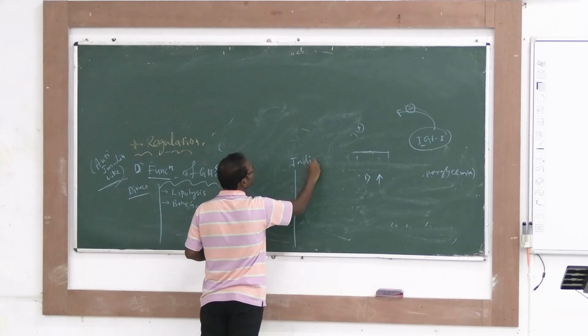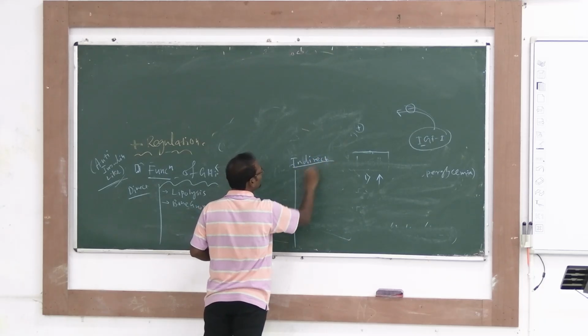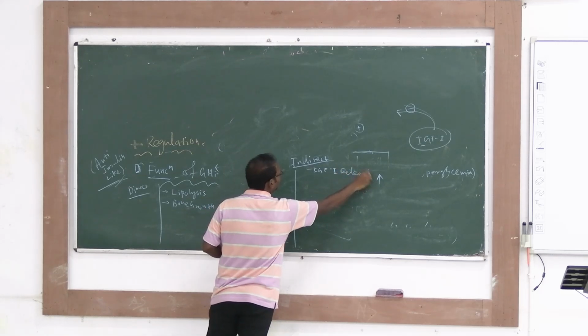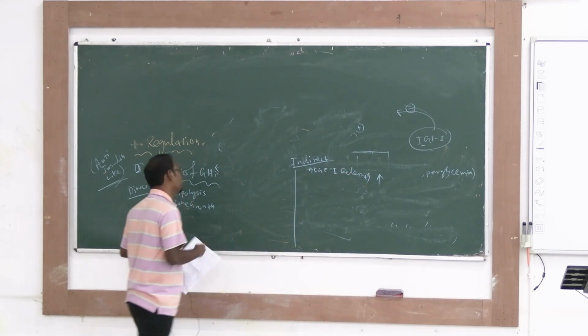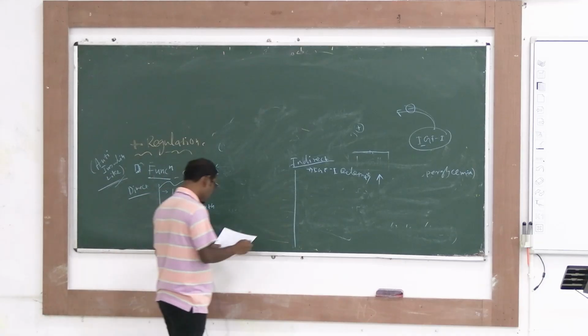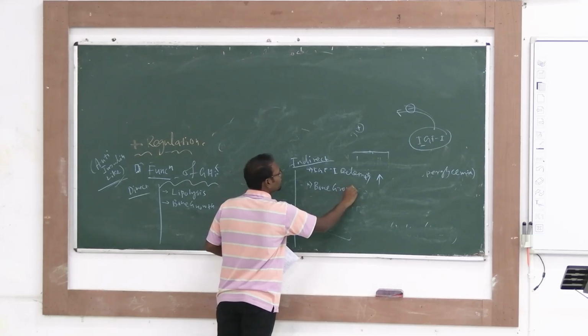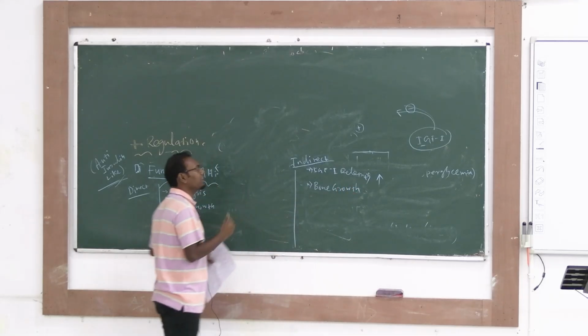Indirect first function was release of IGF, you already know that, IGF-1 release from liver first, okay. Second is your bone growth also, here bone growth also happens, okay, but the bone growth functions are different, okay.